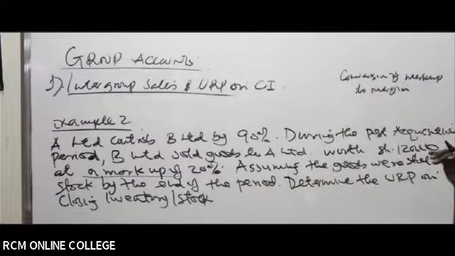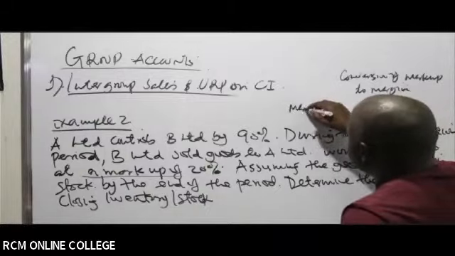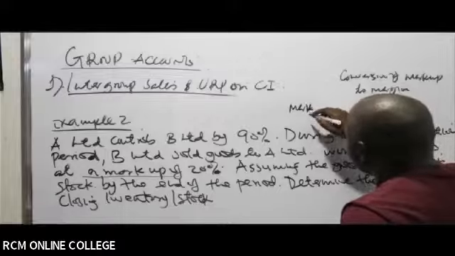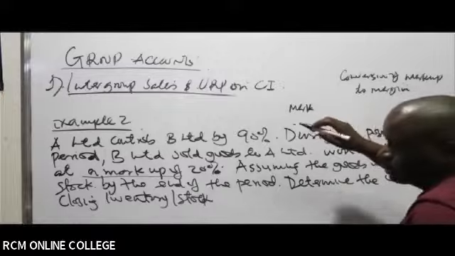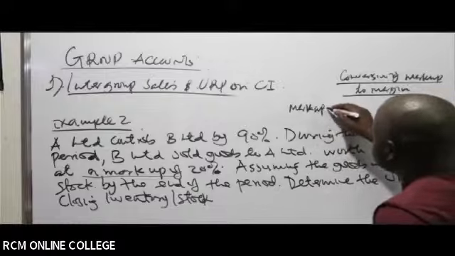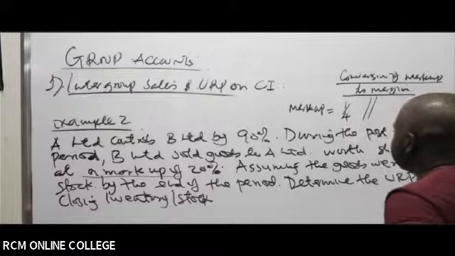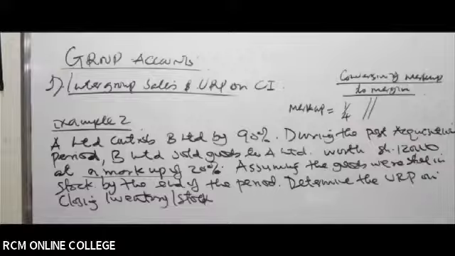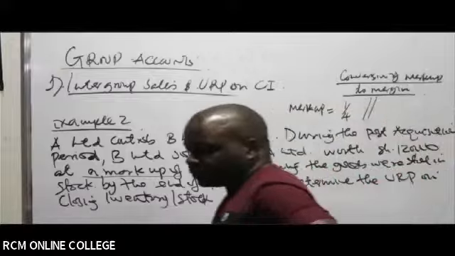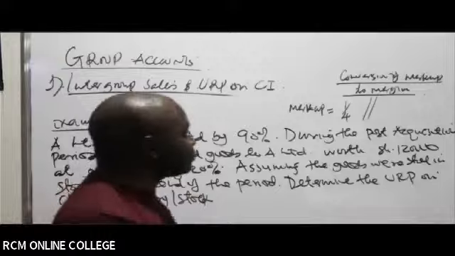So in this case, for example, look at what I'm going to write here. If you have a markup, I hope you can write this in the corner of your book or somewhere. Conversion of markup to margin. Let's say you have a markup of a quarter. What will be the margin? The margin will be a fifth.